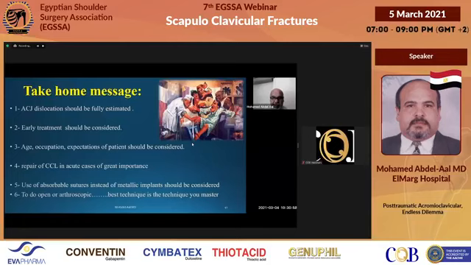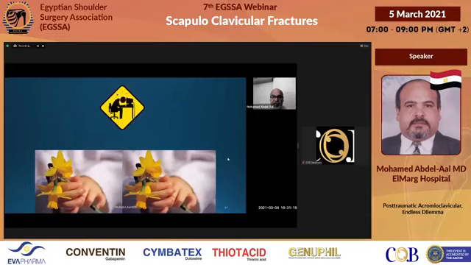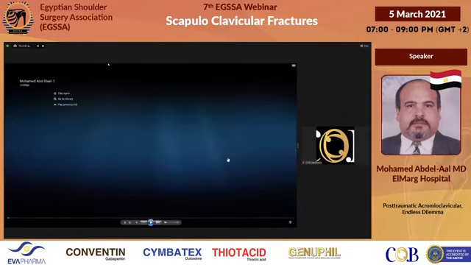Take-home message: the AC joint should be fully assessed, and early treatment should be considered. Age, occupation, and expectation of the patient should be considered. Repair of the coracoclavicular ligament, this is an important point, should be considered, and the use of absorbable suture instead of metallic implant should be considered. And whether to do it open or arthroscopy, as you said, the best technique is the technique you master. Thank you very much.